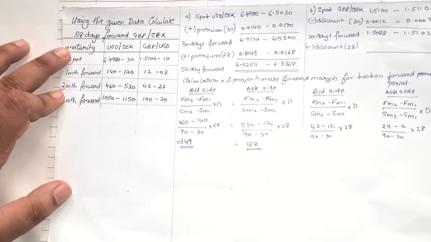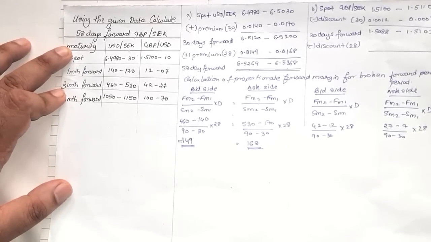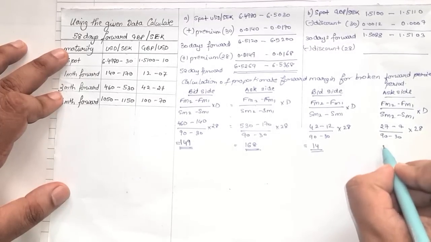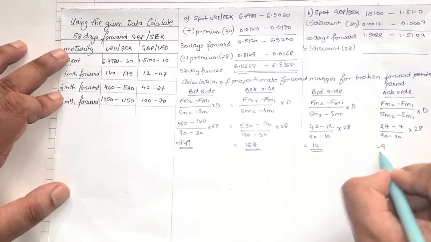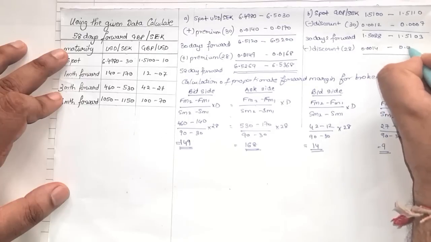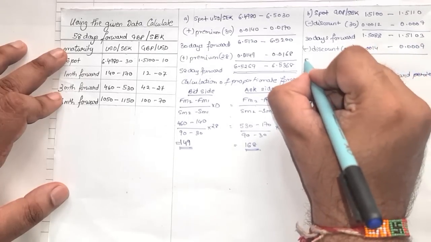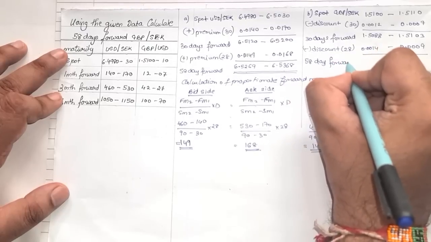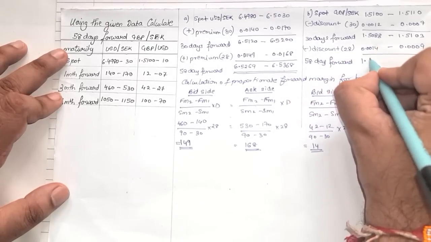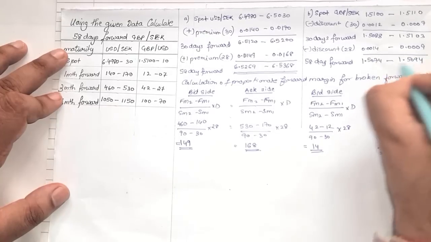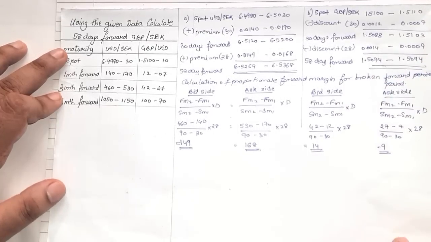Okay, so on the calc when we do, we'll get the values as 14 and this will come to 9.33, which will round up to 9. So here I will take 0.0014 and here I will take 0.0009. I will subtract it and I'll get my 58 days forward as 1.5074 and 1.5094. Okay, these are the two values which we have got.